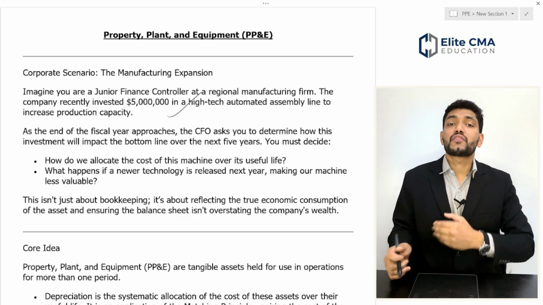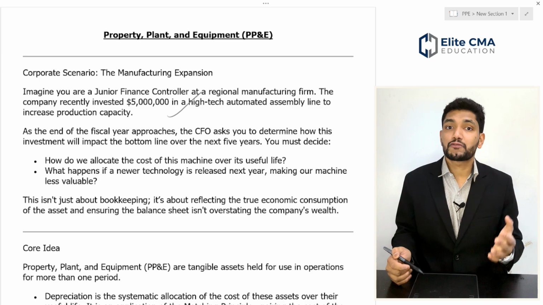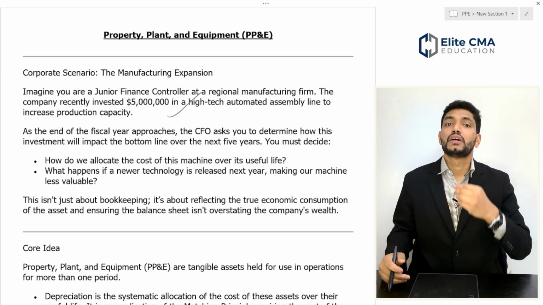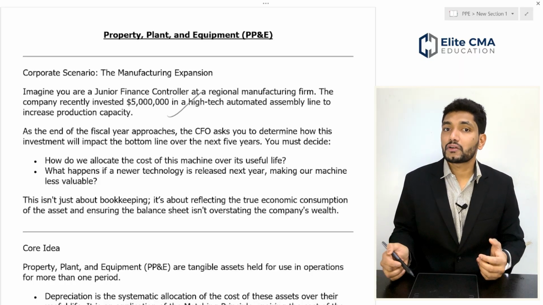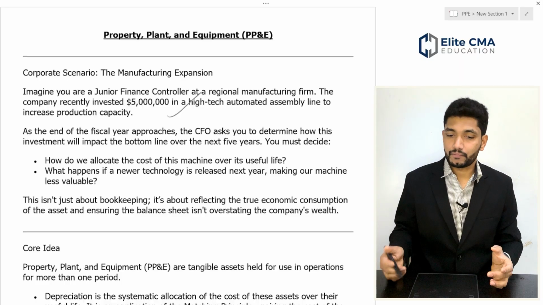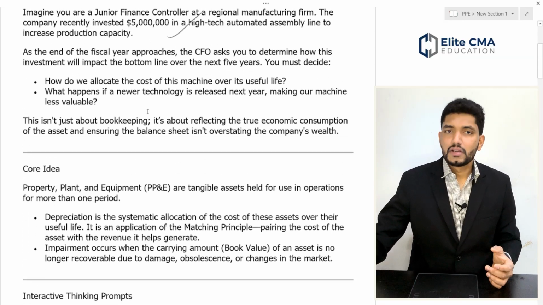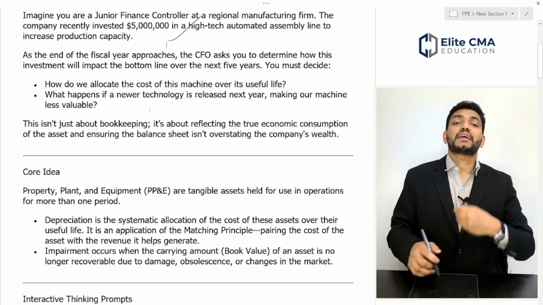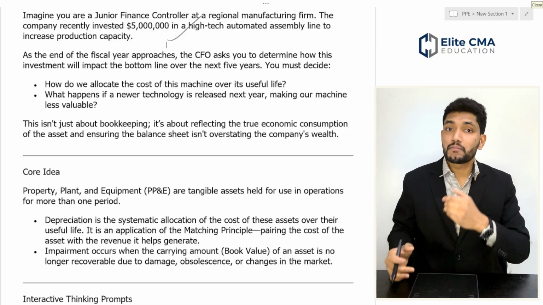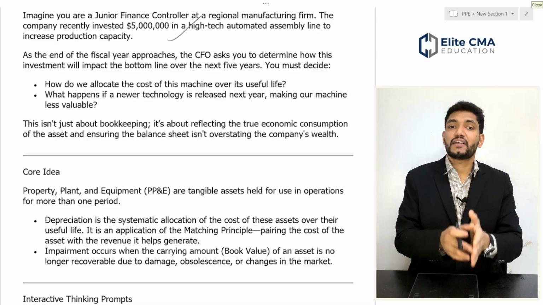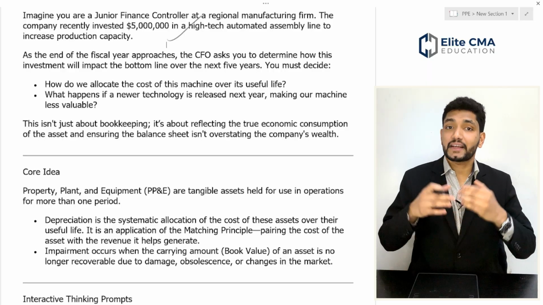To decide this, you have to consider various things to allocate the cost of this machine over its useful life, what we call depreciation. Through depreciation, you can allocate the cost of that machine throughout the years where you are going to use that machine. Also, property, plant and equipment directly impacts your balance sheet, on the asset side. So it is very important to recognize the exact value of the asset, which reflects the real economic value of that asset.